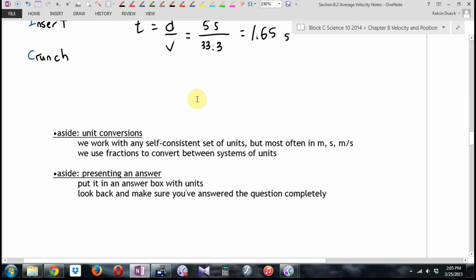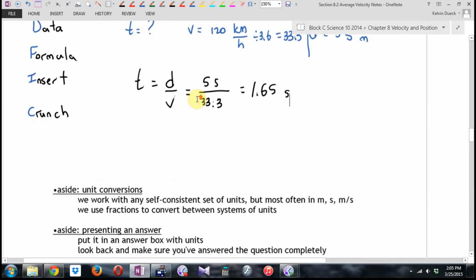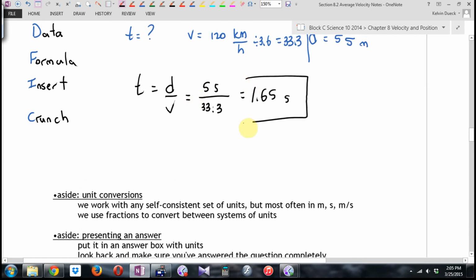We can work with any self-consistent set of units. In other words, if they give me it in feet and inches, I can do the math. The formulas I give you will work. But we would prefer meters and seconds and meters per second. And we'll use fractions to convert between systems. That 3.6 is one.